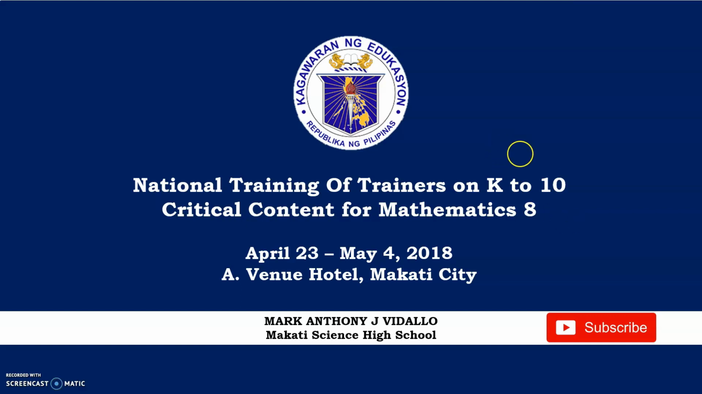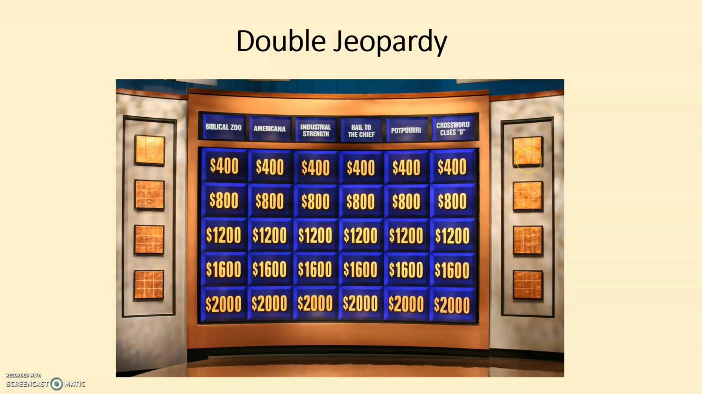Okay, actually the activity that I'm referring to is based on the American game show Double Jeopardy. Well, perhaps some of you are familiar with this game show. As you can see here, there are different categories: Biblical Zoo, Americana, Industrial Strength, etc. And then these amounts correspond to the prices. Okay? The higher the price, the harder the question.